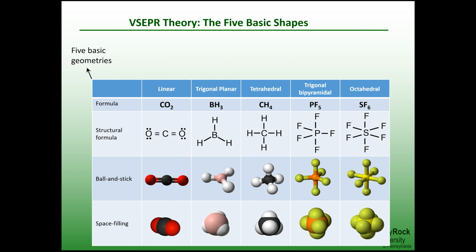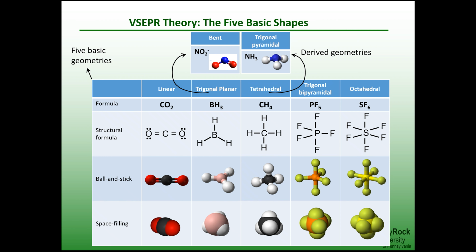Note that many familiar molecular shapes are derived geometries, formed when one or more electron groups are lone pairs rather than bonding pairs. For instance, when a tetrahedral electron group geometry contains one lone pair, as in NH3, the molecular shape becomes trigonal pyramidal. When there is one lone pair on a trigonal planar arrangement, as in NO2-, the shape becomes bent. These derived shapes arise because lone pairs exert stronger repulsive forces than bonding pairs, compressing bond angles and altering the observed molecular geometry.